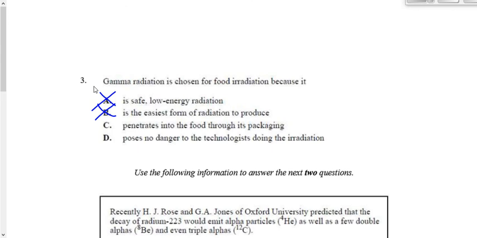It penetrates into the food through its packaging. Yeah, gamma radiation has a really high penetrating power, right? So that might work. Okay, that seems to be a pretty decent answer. Let's just take a look at D to make sure there's nothing better. Because remember, it isn't choose the correct answer, it's choose the best answer. Usually there is one correct answer, but sometimes there's a couple that could work, but one's better. Poses no danger to the technologist doing the irradiation. Well, no, it poses a danger, so that's definitely out. That means the answer's got to be C.